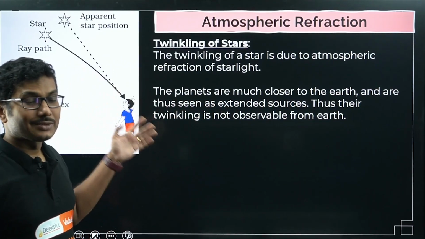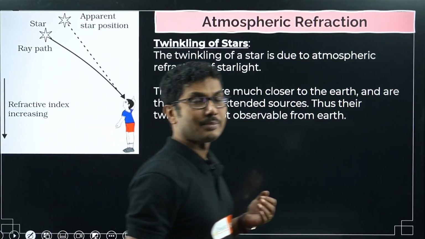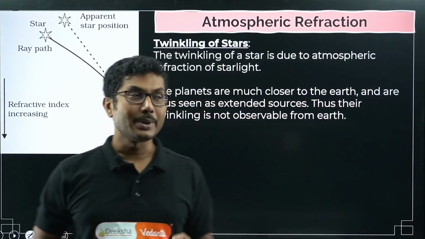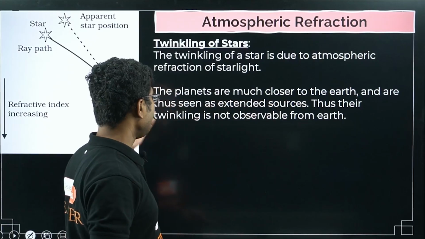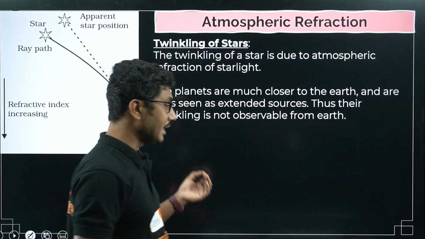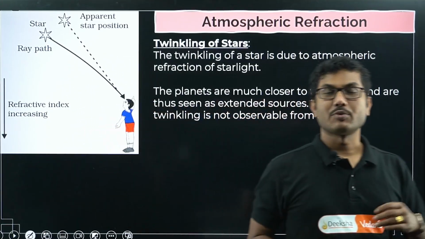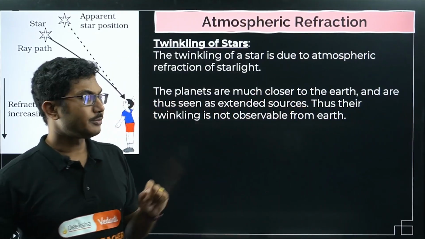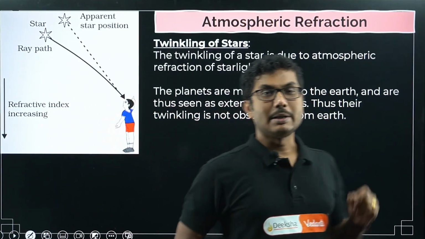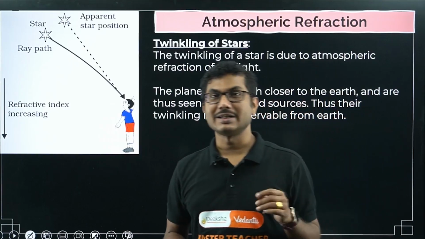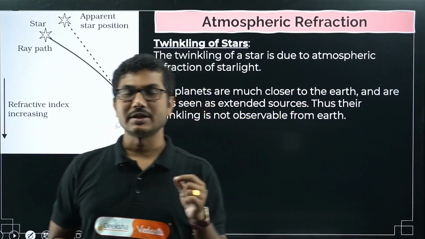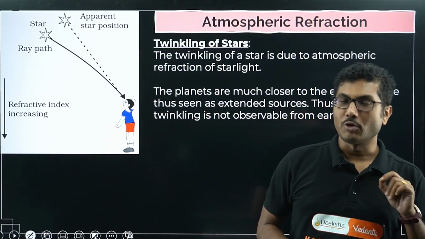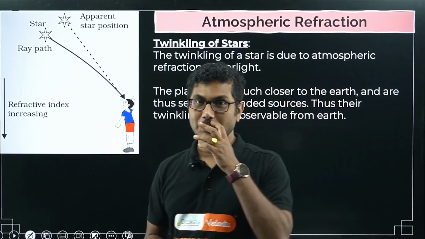But the planets, which are much closer to the earth, you can consider them to be an object having multiple extended sources. Extended source means they have light coming from more than one point. There is a point source, and there is an extended source. A point source is like the tip of an incense stick. If you have seen an incense stick, you can consider its tip to be a point source, or a laser pointer. A very small laser pointer can also be considered a point source.